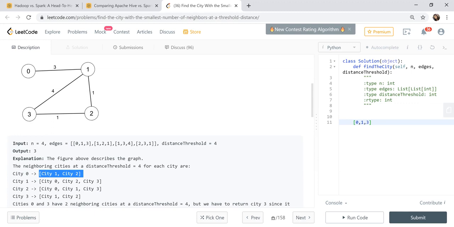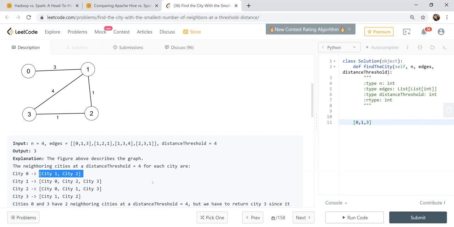And then from city 2, we can go to city 0, because 1 plus 3 is 4, and city 1 as well, which is 1, and city 3, which is 1. From city 3, we can reach city 1, which is 3, and then from city 3, we can reach 2, which is 1. We can't go from 0 to 3 because it will exceed the threshold distance, which would be 7. So which is more than the threshold, so it will not be included.